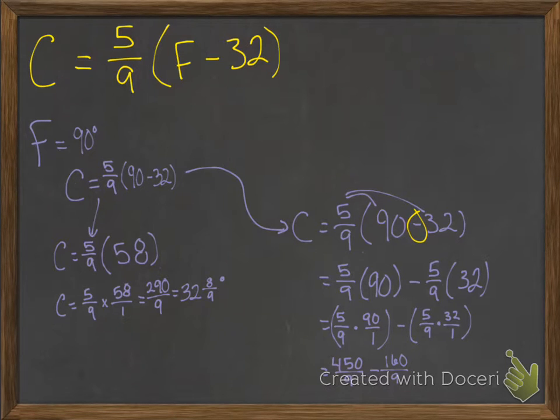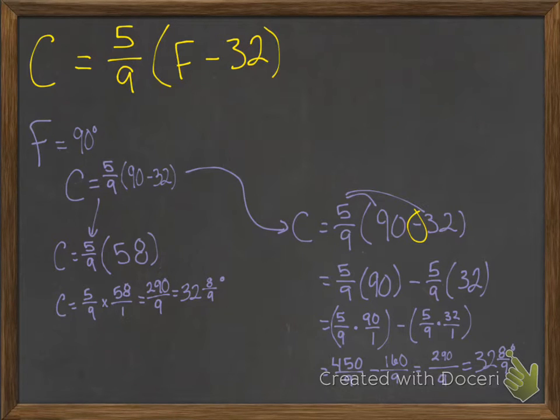It's nice because our denominators just happen to both be the same number, so I don't have to do common denominators, because this is a subtraction of fractions problem. So 450 minus 160 just gives me 290. Denominator stays the same, so 290 over 9, which just goes to 32 and 8/9.